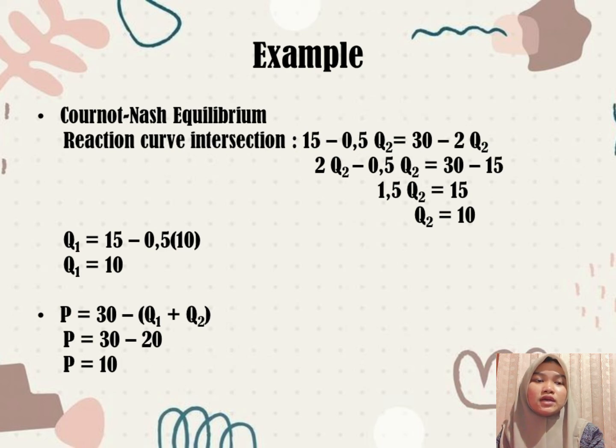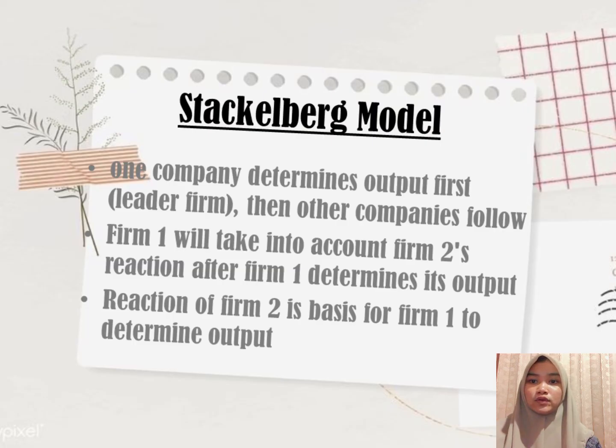And then after we got Q1 and Q2, we can substitute them into the P equation, which is P equals 30 minus (Q1 plus Q2) that we got before. Q1 and Q2 are both 10, so Q1 plus Q2 equals 20, and our P equals 30 minus 20, P equals 10. Next, we will talk about the Stackelberg model.